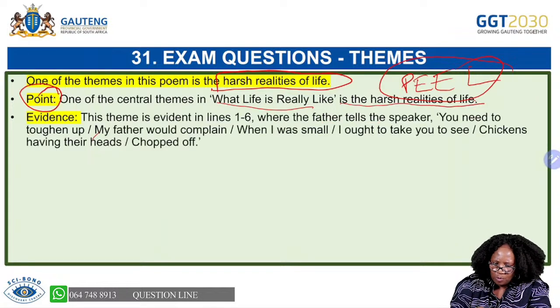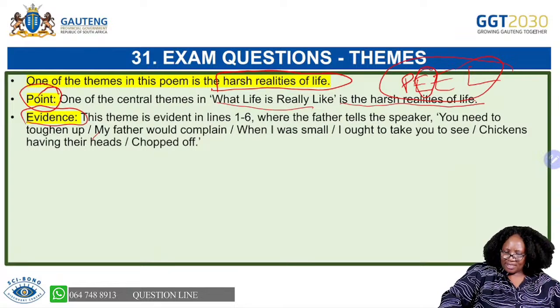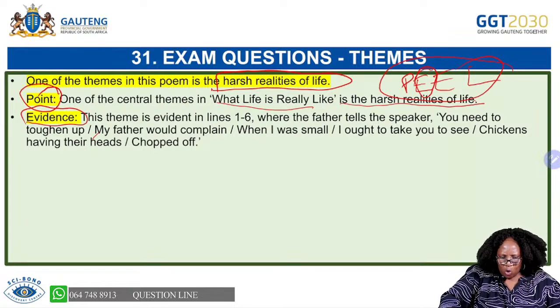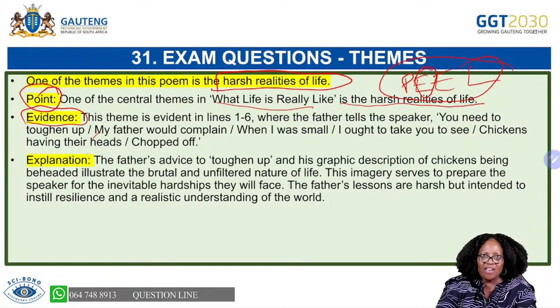What we expect from you with the first E is evidence from the poem. This theme is evident in lines 1 to 6, where the father tells the speaker, you need to toughen up. "My father would complain, when I was small, I ought to take you to see chickens having their heads chopped off." So there are the harsh realities of life. You give us evidence from where? From the poem. Evidence would be an example from the poem.